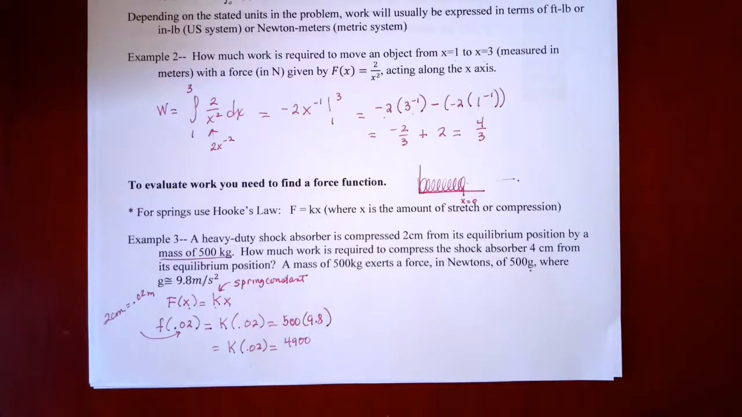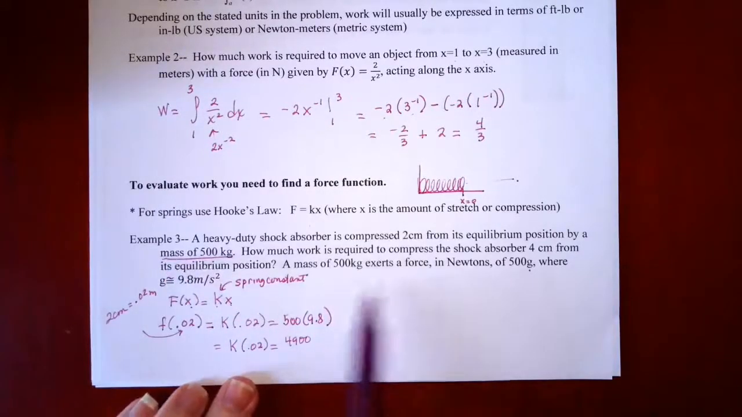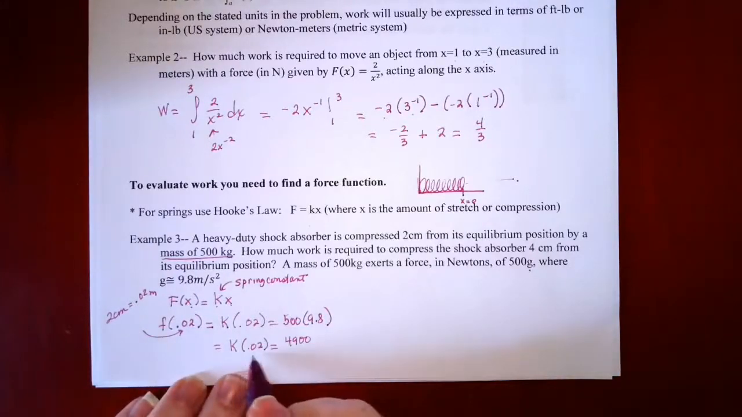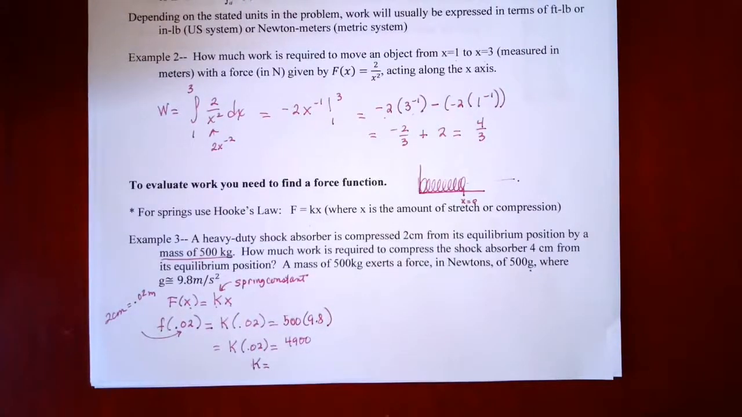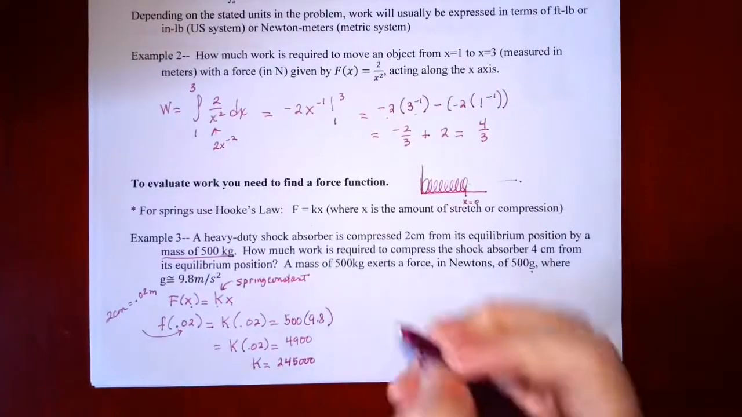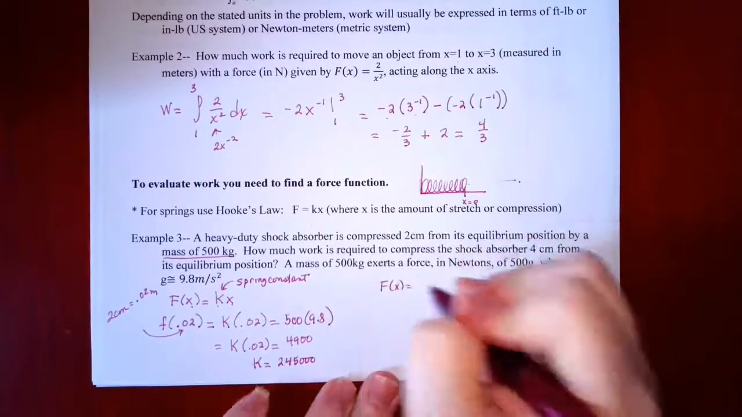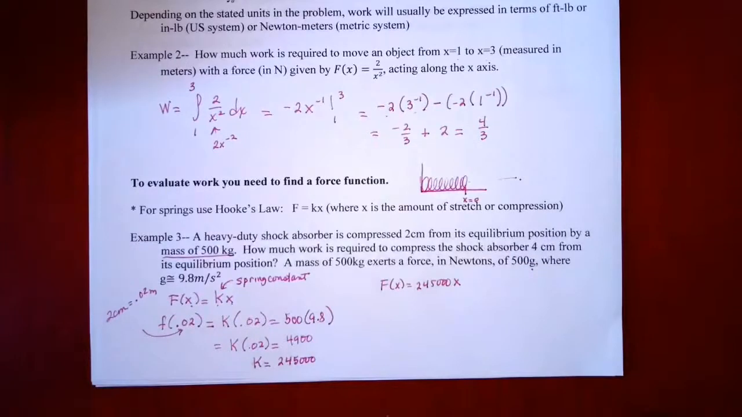And most of the time they'll be consistent in the way they give you the force, but in this particular case they gave us a mass instead of the force, and we had to figure out the force ourselves. Okay, so if k times 0.02 is equal to 4,900, then k will be 245,000. And so our force function for this particular spring will be 245,000 x, because that first part we were just finding the spring constant.